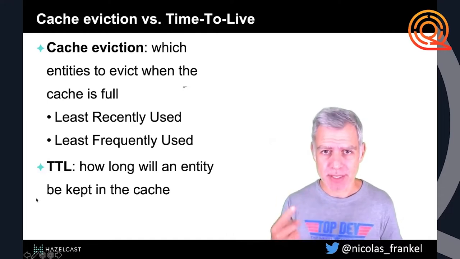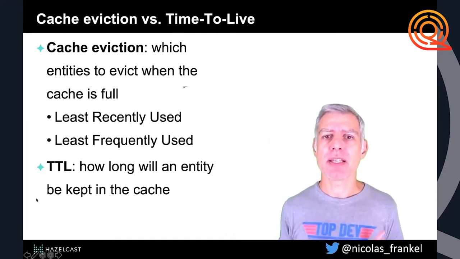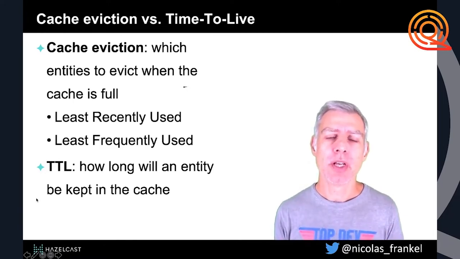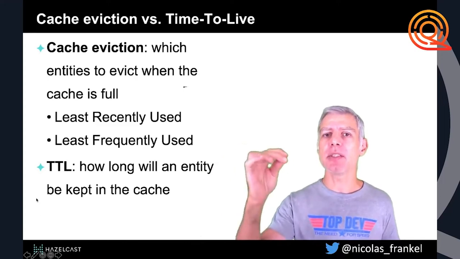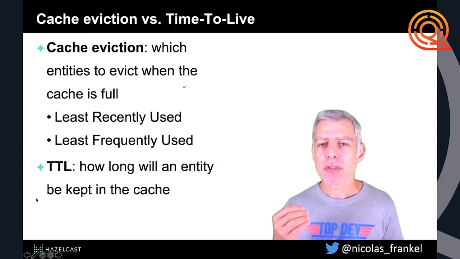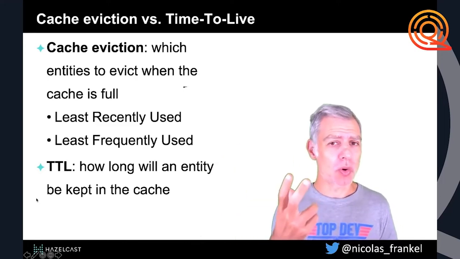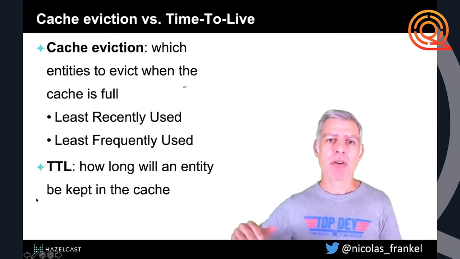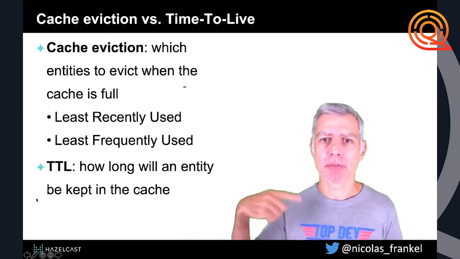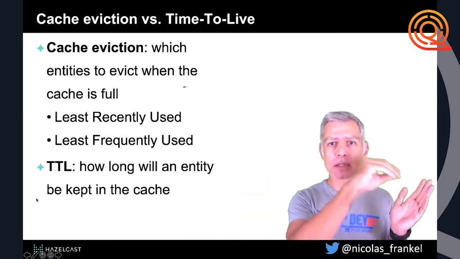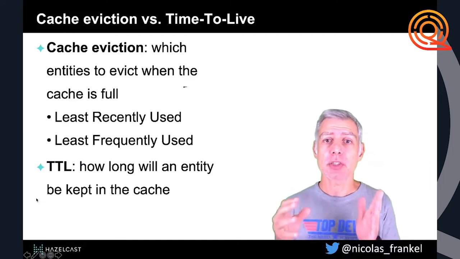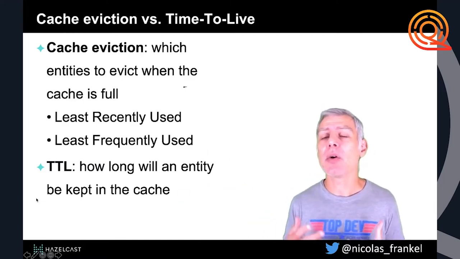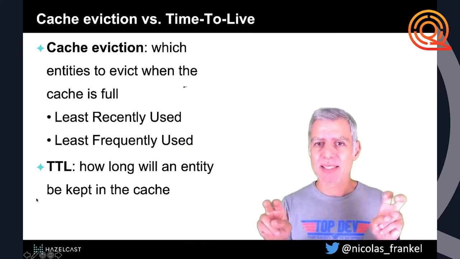But there is cache invalidation. And cache invalidation is bound to the idea of time to live. So when you put an entry into the cache, you need to think about how long this entry will be valid until it's removed by a background thread, so that the next time you ask for this entry, the cache will be empty and you will need to go to the source of truth. And that's how you keep the cache in sync.